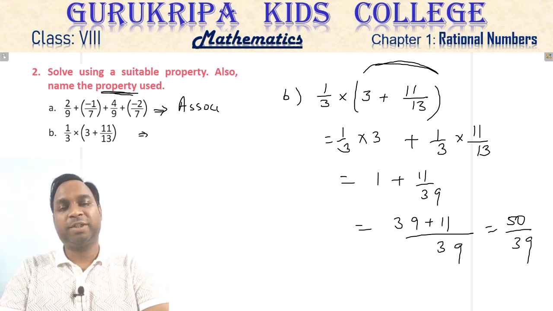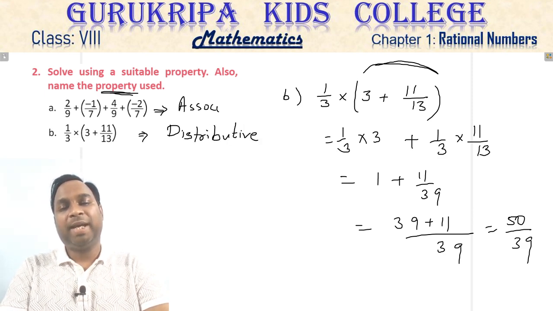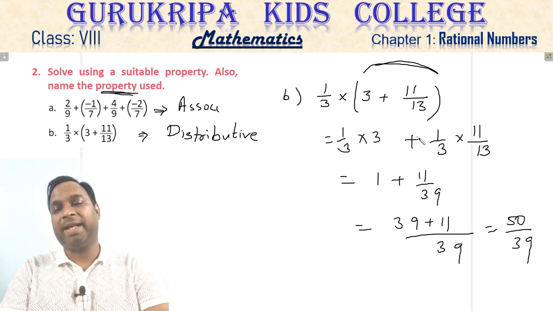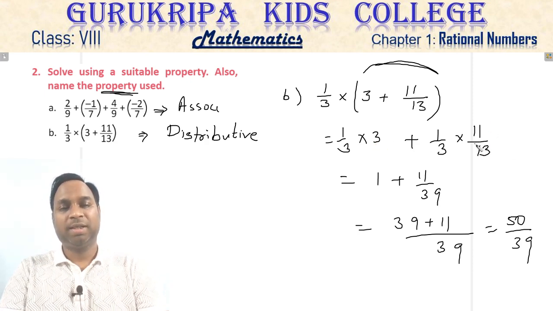And what is the name of this property? Distributive. We have distributed this 1 by 3 to 3 and 11 by 13. Both of them get this 1 by 3. So this is called distributive property.